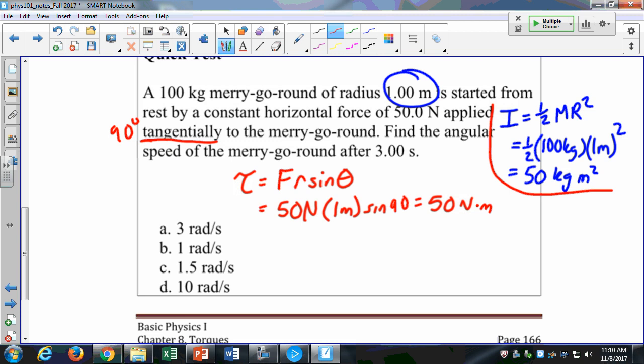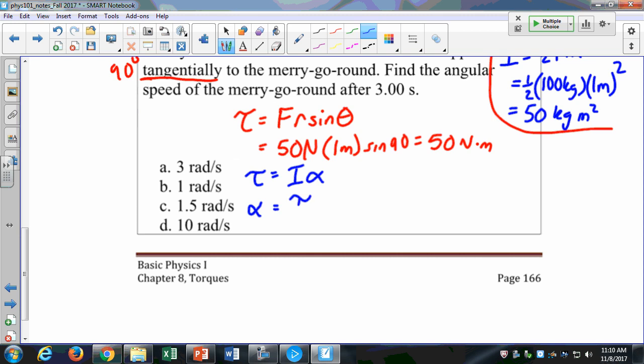Okay, so now that we know the torque, I know that our torque is equal to I times alpha. That's Newton's second law. So my acceleration then is going to be torque over I, which is going to be 50 over 50, which is equal to 1 radian per second.